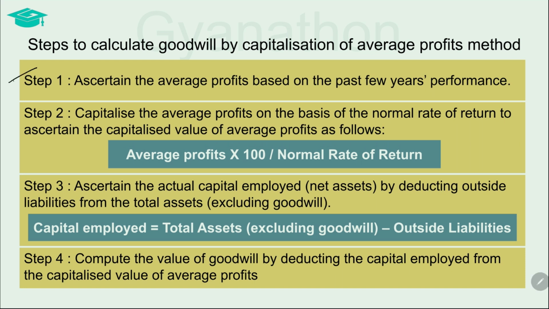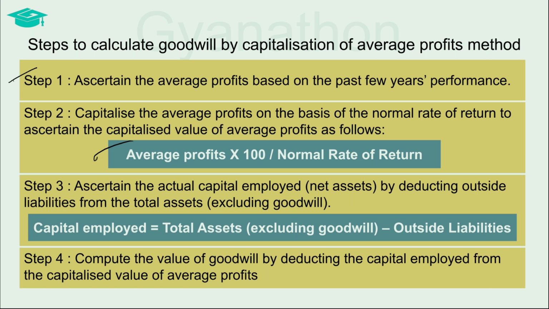So, step 1 is to calculate the average profits on the basis of performance of the past few years. Then, such average profits are capitalized by using the formula of average profits into 100 divided by the normal rate of return. Now, what is the meaning of this capitalized value of average profits? This means the amount of normal capital required in order to earn such average profit by the business. Next, we see the actual capital employed.